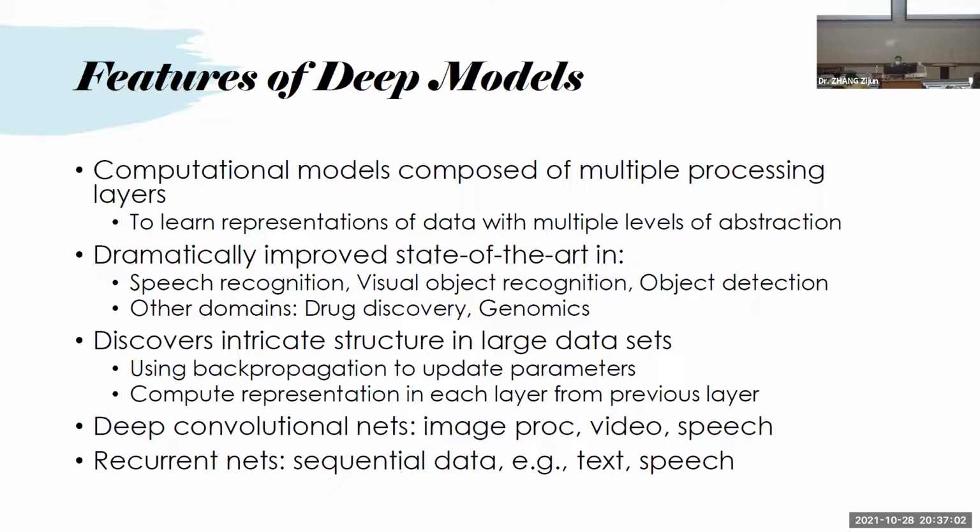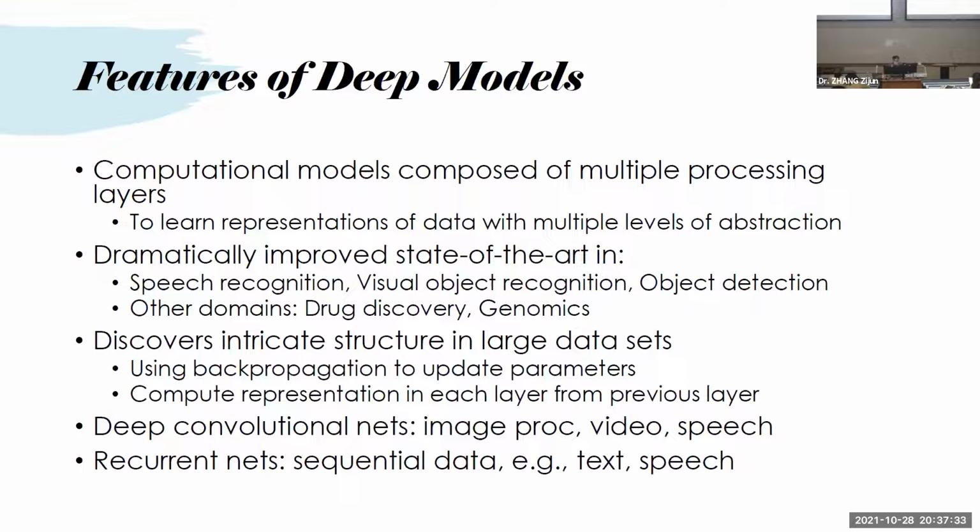So that means it is selective invariant. Different people with different accents say one similar sentence, and the model can understand. Visual object recognition, object detection, and other domains in medical, drug discovery, and genomics: the deep models have all proved their advantages.